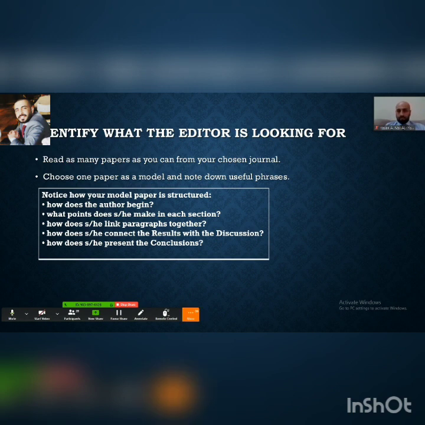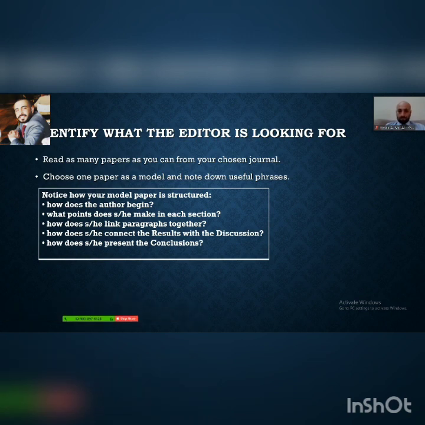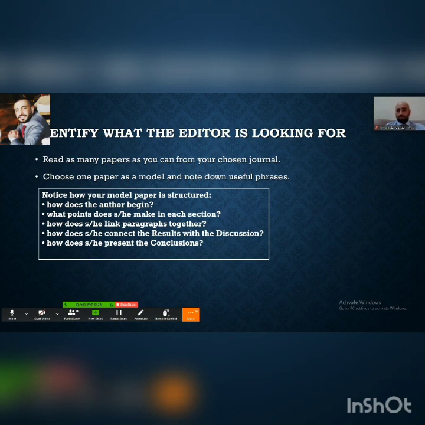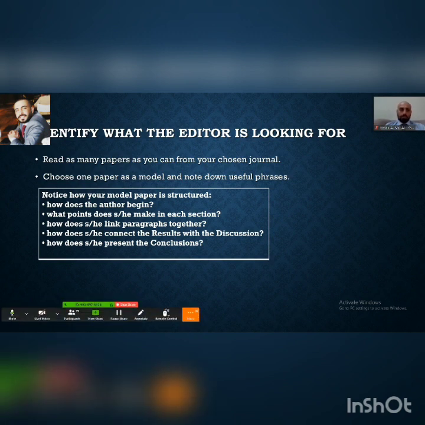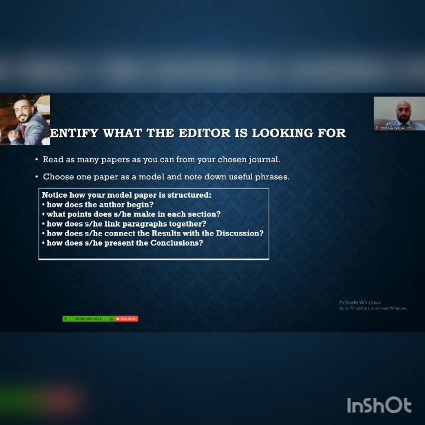It's not just reading the research. You have to take notes. You have to understand how it's structured. Okay, so notice how, and you have to answer the questions. من تقرأ بحث, you have to answer these questions. Okay, so how does the author begin? How does the author begin? What points does he make in each section? How does he link paragraphs together?